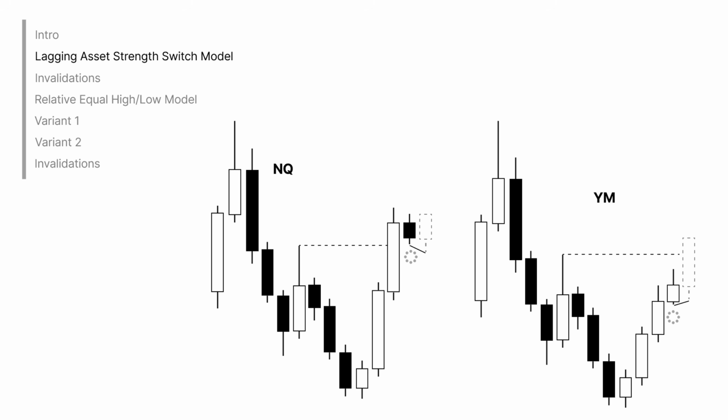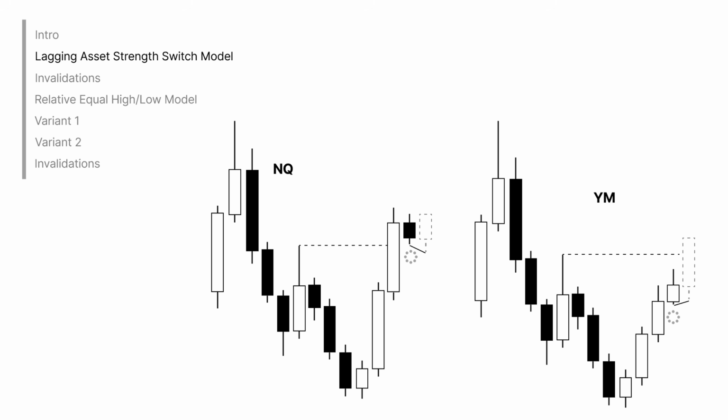At this moment, NQ is the stronger asset, so we need a strength switch so that YM can also catch up and trade into the same high. NQ creating a bearish candle while YM is creating a bullish would be a one-stage strength switch, but if we also create an SMT with it, where YM is creating the failure swing, it's even better. The strength switched and YM can now trade into the same high.